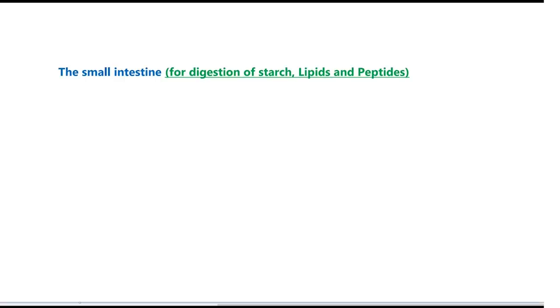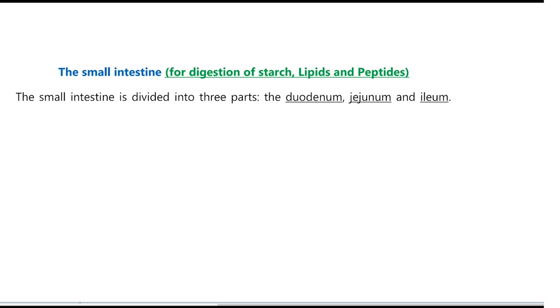Moving down to the small intestine. The small intestine is the final place for the digestion of food. Here we digest the starch, we digest the lipids, and we digest the peptides. The small intestine is divided into 3 parts. The duodenum, which is the first part, the second part called the jejunum, and the third part called the ileum. Food is moved through the small intestine by peristalsis.